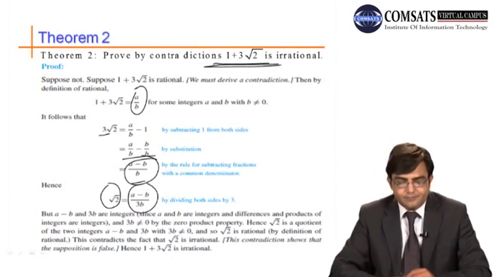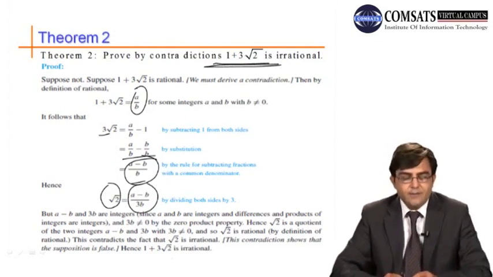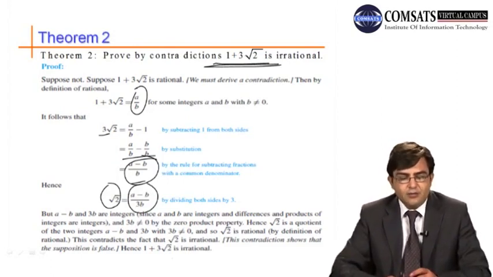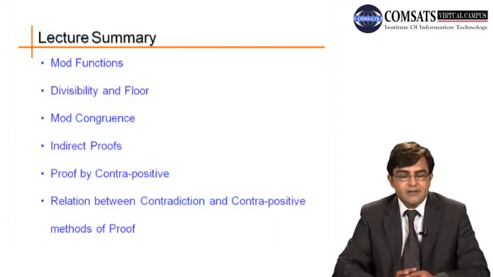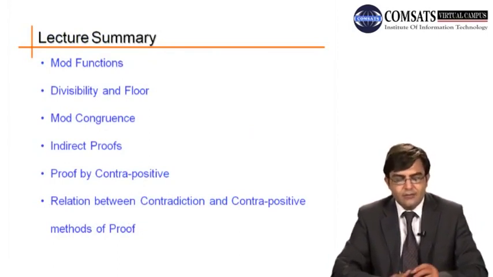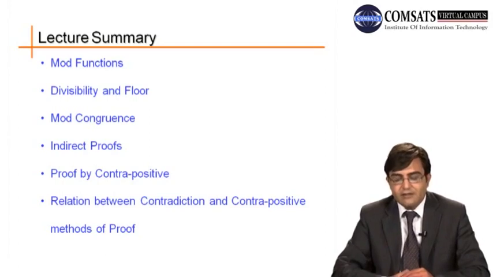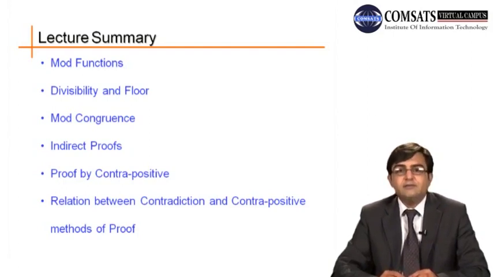So for today it is sufficient, I think, and we have finished the topic of methods of proofs and number theory. Now the summary of today's lecture. Today we have studied the mod function, divisibility, floor, mod congruence, indirect proof, and the method of proof by contrapositive. We have also seen the relationship between contrapositive and contradiction methods of proof. So the methods of proofs and number theory we have finished today. In the next lecture we shall start set theory, and until then, Allah Hafiz.